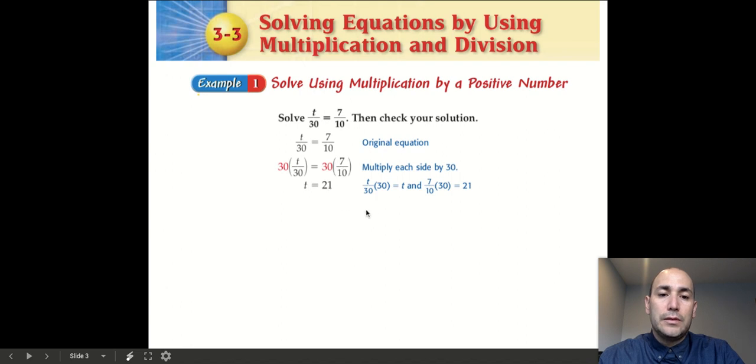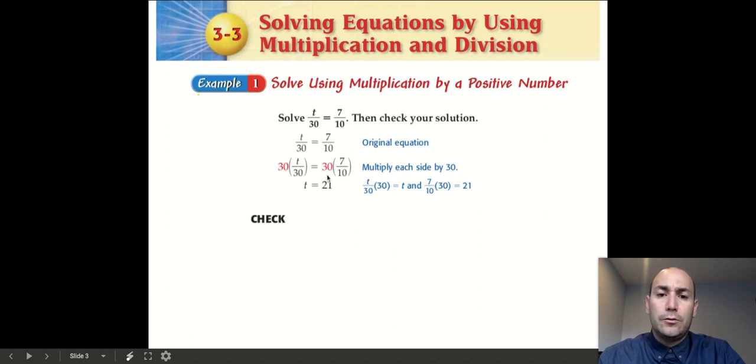Just for simplicity's sake, know that 7 over 10 multiplied by 30 does give you 21, because it would be like 7 over 10 times 30 over 1. So 7 times 30 gives you 210. 10 times 1 gives you 10. And then 210 divided by 10 would give you 21. So if you need help simplifying that, let me know.